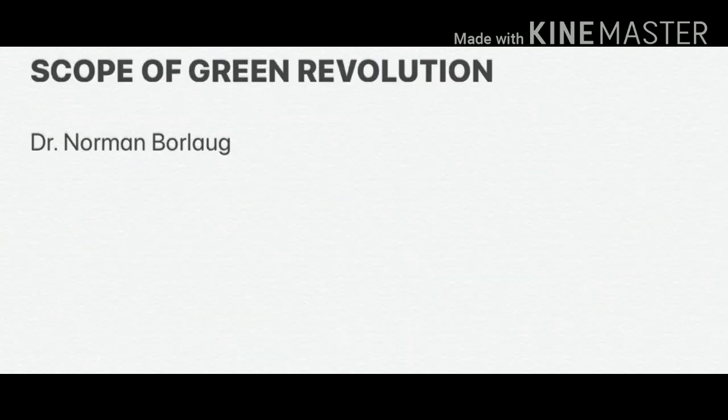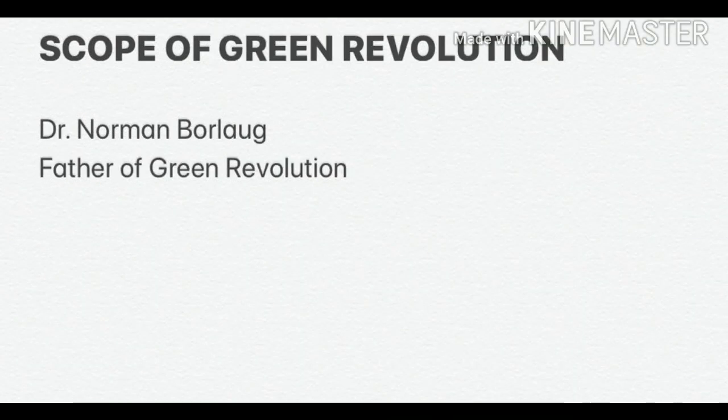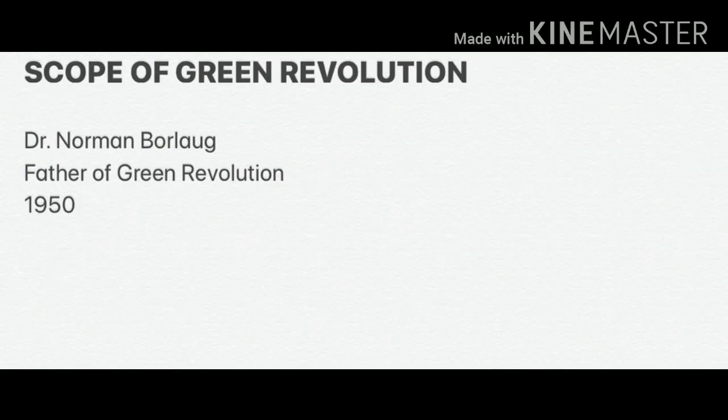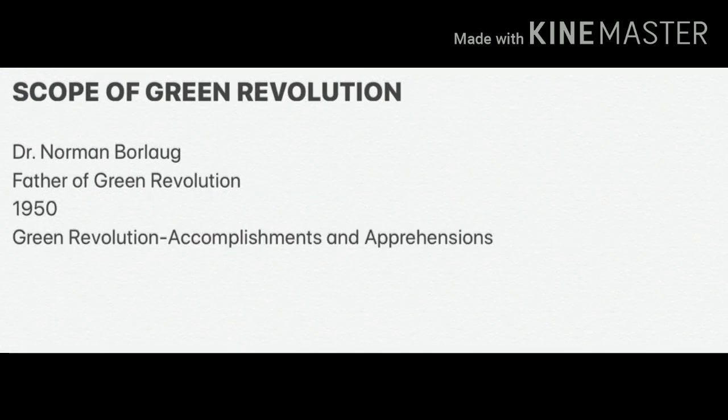Now, let us talk about the scope of Green Revolution. Green Revolution owes its origin to the finding of a new dwarf variety of wheat seed by Dr. Norman Borlaug in Mexico. Although the seeds of the Green Revolution were sown in the early 1950s in Mexico, the term Green Revolution was first used on 8th March 1968 in Washington, D.C. when William S. Gaud addressed the Society for International Development on the subject Green Revolution, Accomplishment and Apprehensions.